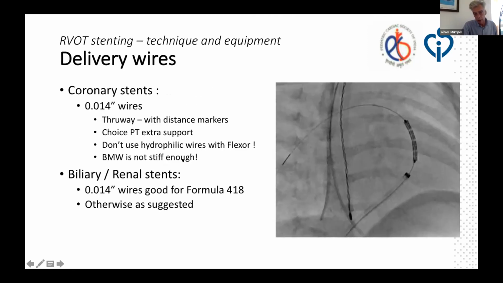BMW wire, in my opinion, is not stiff enough. You may get away with a long sheath. And for biliary stents, I would normally use a Cook Formula 418, and that goes nicely on 014 wires. Otherwise, wires as suggested.